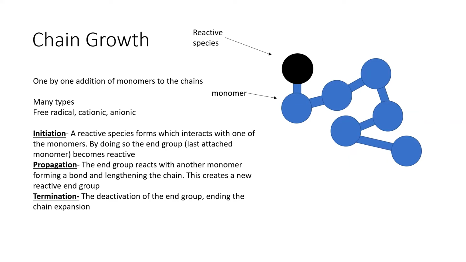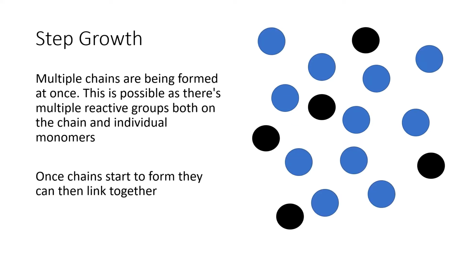The last step is termination, which is where there is a deactivation of the end group, ending the chain expansion. This could be caused by two radicals colliding, loss of a proton, or in some cases there is none at all, creating what is known as a living polymer. There is then the step growth mechanism, which is where multiple chains are being formed at once. This is possible as there are multiple reactive groups, both on the chain and individual monomers. Once the chains start to form, they can then link together.